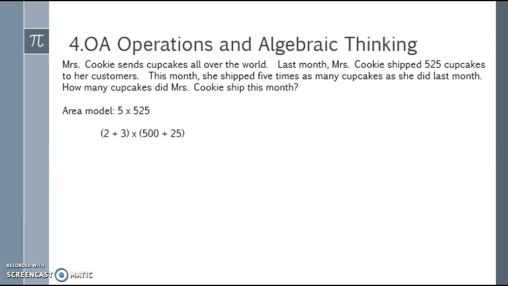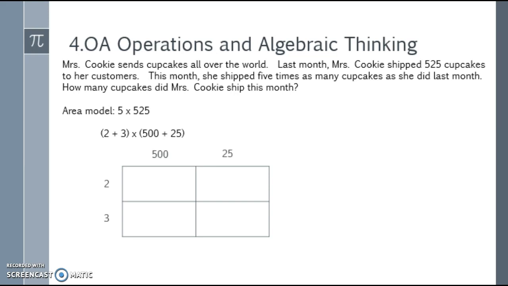Another way we could do this is decompose pieces of the numbers. So I know that 5 can be written as 2 plus 3, and I can rewrite 525 as 500 plus 25. Well, then I can create an area model with 3 and 2 on the left and 525 along the top, representing the two numbers that we added together.